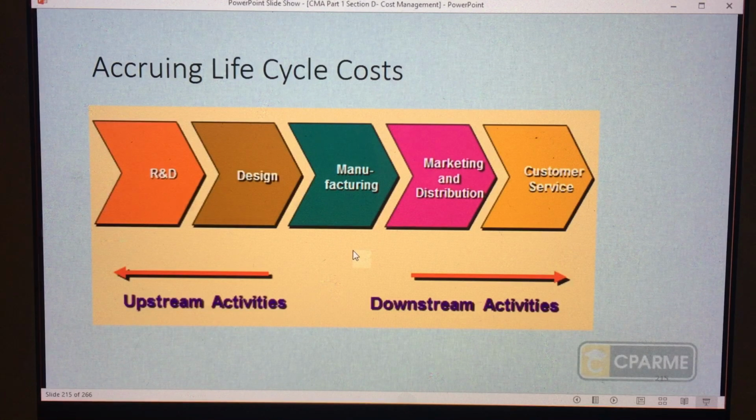So normally, nagtatanungin nila kung ano yung mga activities that would be included in your pre-production or upstream. That's generally R&D and design. And for downstream, marketing and distribution, selling, and customer service.